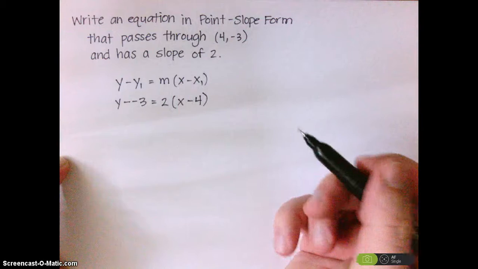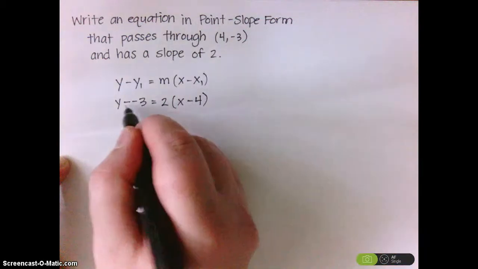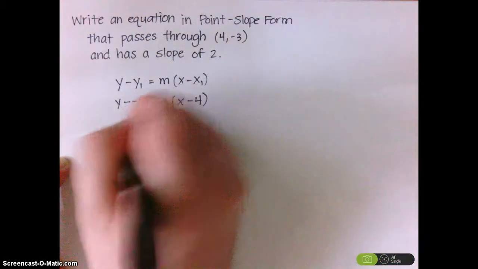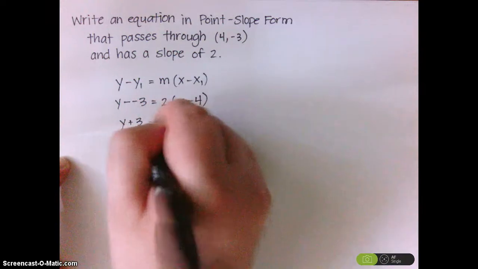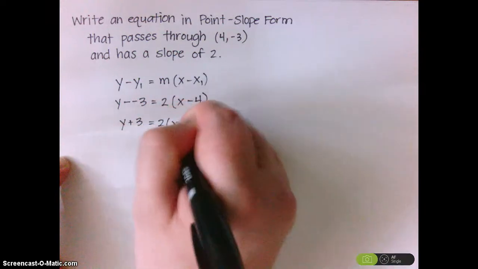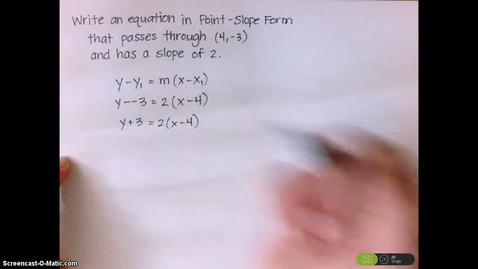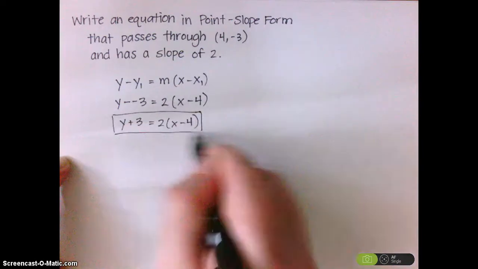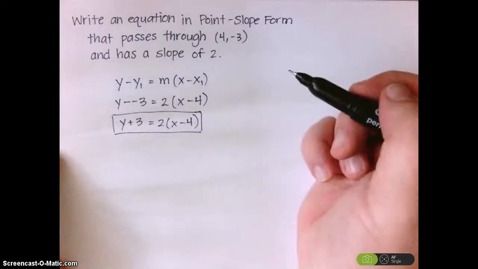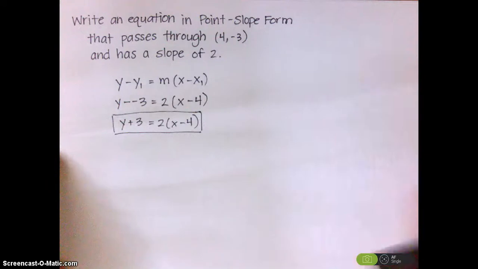There's really only one other thing that I can do. I see that I have two minus signs together, so I'm going to just change that into a plus sign. y plus 3 is equal to 2 times (x minus 4). And this is all that you have to do. If it's asking you to use the information to write an equation in point-slope form, you are done. So let's do one more.